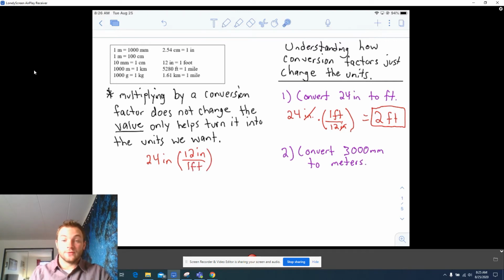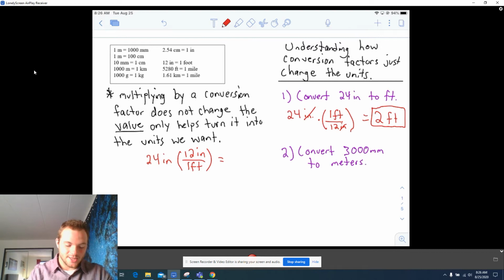I'm allowed to write the conversion factor either way. 1 foot on top, 12 inches on bottom, or 12 inches on top, 1 foot on bottom. Now, why did I pick this way rather than this way? Because if I go to do my unit math at the end, I'm just looking at units here. I'm going to ignore the numbers.